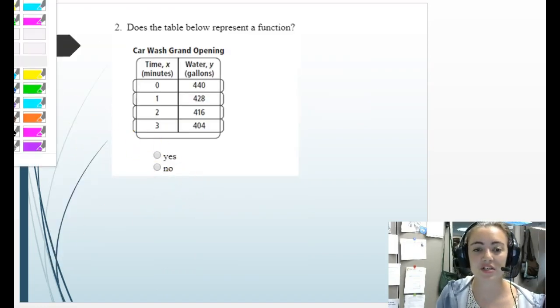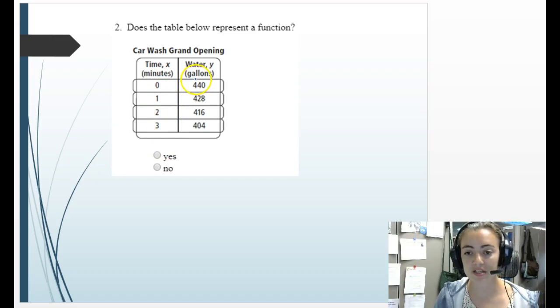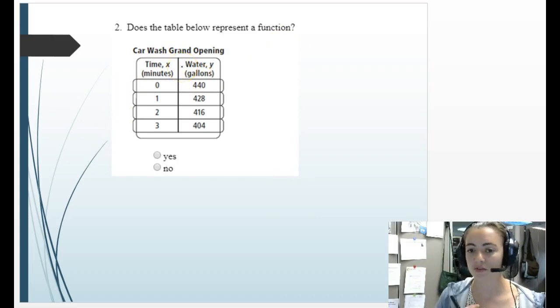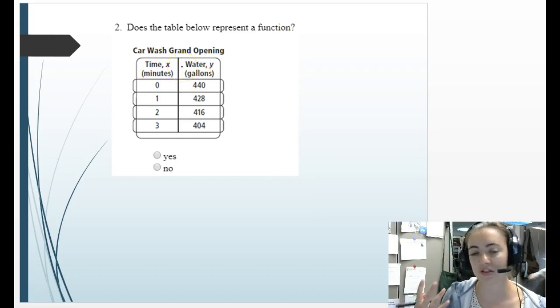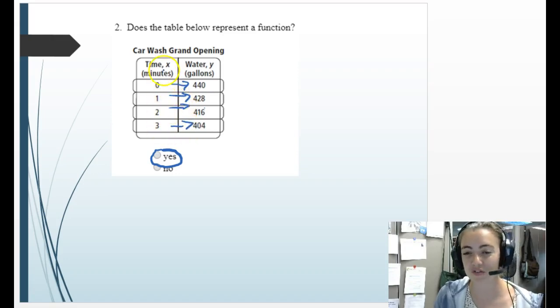So for number 2, it asks you, does the table below represent a function? Well, it looks like it's talking about car wash grand opening, the time in minutes. Oh, wow. So 0 minutes, 1 minute, 2 minutes, and 3 minutes. This is the water in gallons that's being used. So is it a function? So remember, a function means that for every input, there's a unique output. It's not like for 1 minute you would have simultaneously 10,000 gallons and 4 gallons. You just have 1, which would be 428. So it looks like this does represent a function. There's a direct relationship. There's not multiple options for the different inputs.